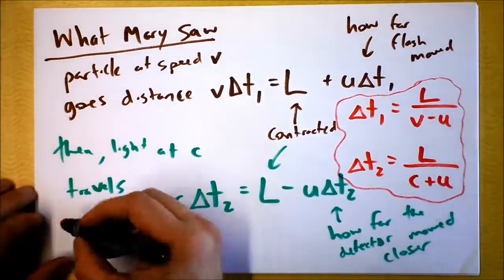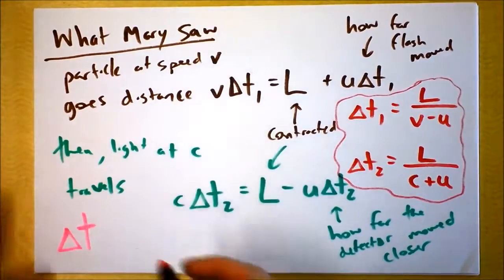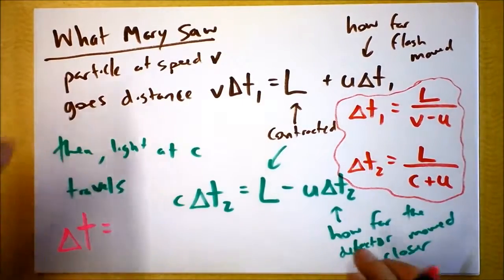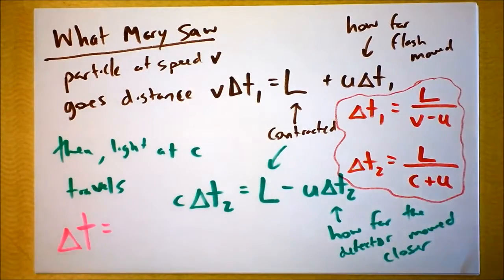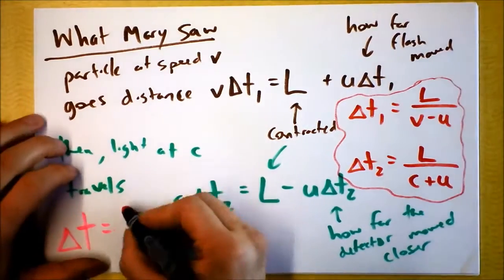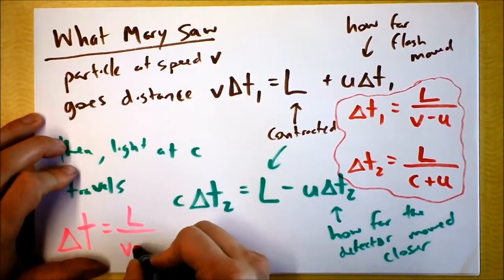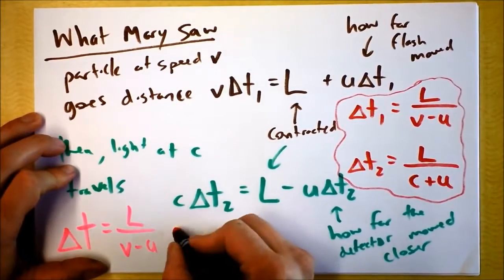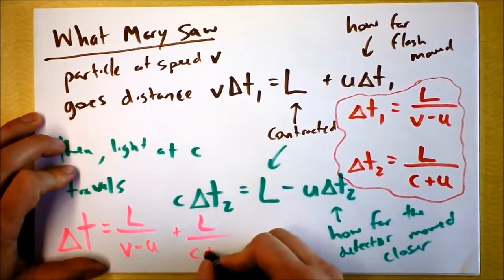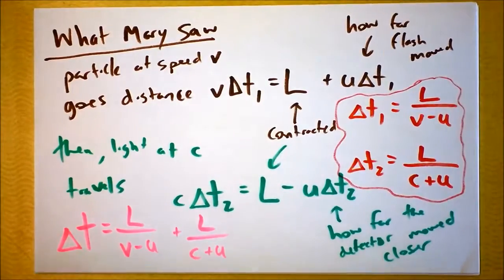These are delta T1 and delta T2 respectively. If we add those together, we find delta T, which I'm going to call the time that Mary believes takes place during a tick. So this is Mary's perception of the clock's time-taking ability, and that's going to be L over (V minus U) plus L over (C plus U). We're going to have to be very careful because we're going to do a lot of algebra, but I don't think I've made any mistakes yet.